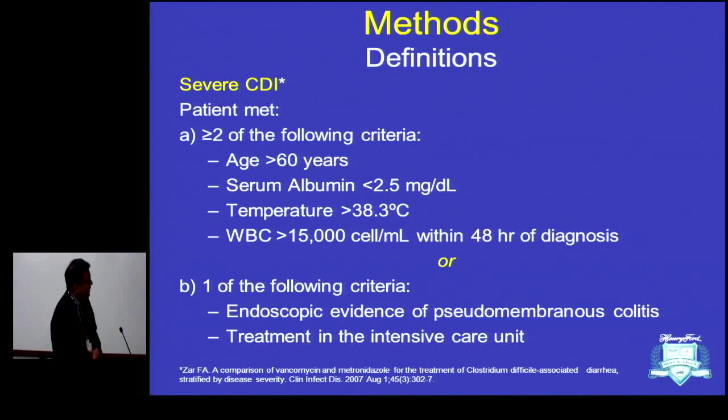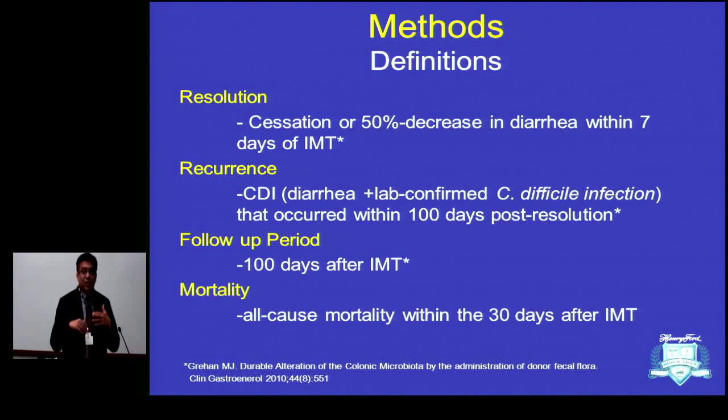Severe CDI was defined if you had at least two or more of the clinical criteria, such as age greater than 60, serum albumin less than 2.5 milligrams per deciliter, temperature greater than 38.3 degrees centigrade, white blood cell count of 15,000 or higher within 48 hours of diagnosis, or endoscopic evidence of pseudomembranous colitis, and treatment in an intensive care setting in the presence of documented CDI. We had much more stringent criteria compared to all the studies that were published.